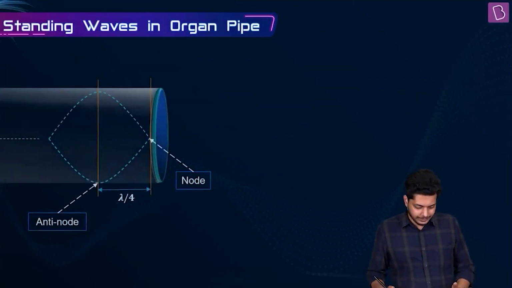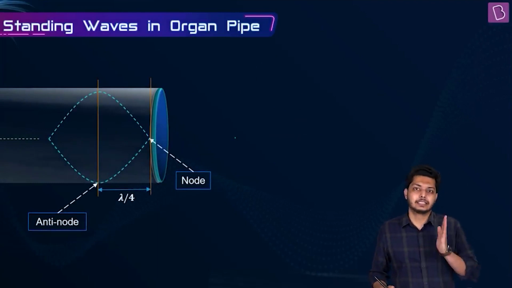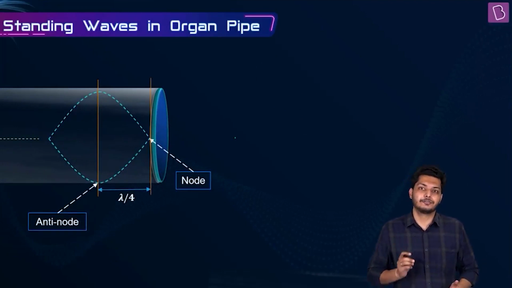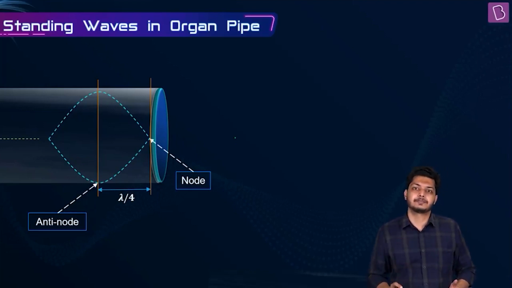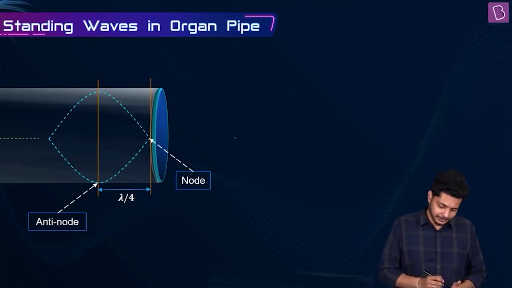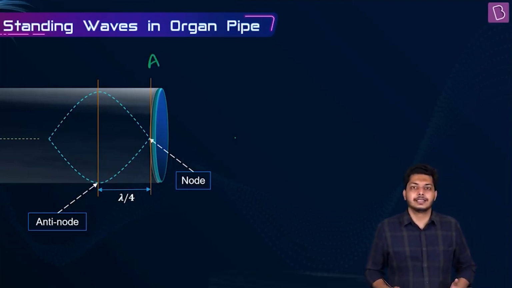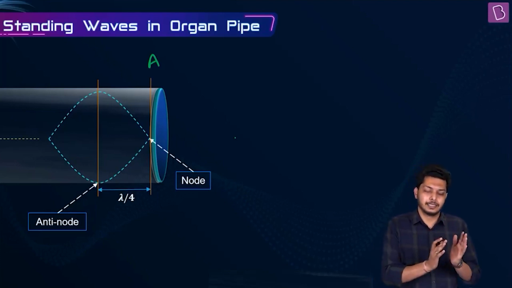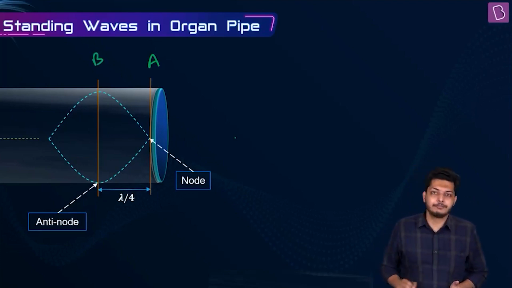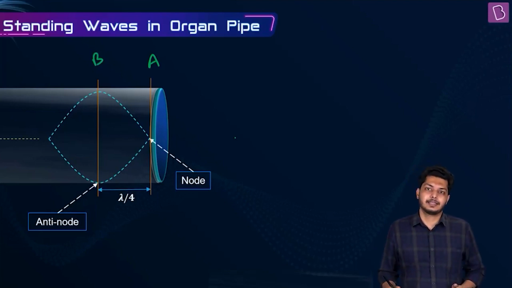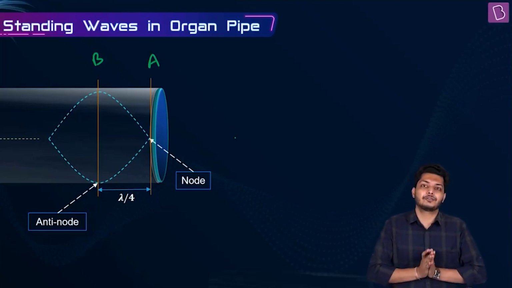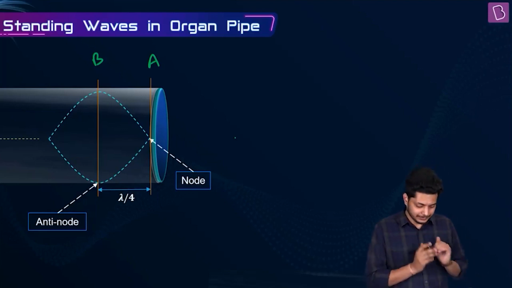Now, as you can see from the figure, here we have a displacement wave and we have to figure out at what minimum distance from the closed end an antinode will be formed for this displacement wave. Is that clear? Okay. So let's say this position A is our closed end. Now after the closed end, as we move further, at position B, we can find an antinode. Correct? And we have to find the location of this antinode. We have to find the distance of this antinode from the closed end.